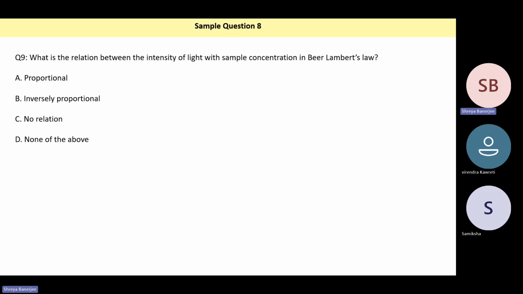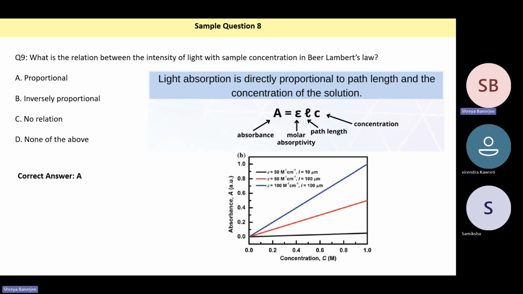This is asking, what is the relationship between the intensity of light and the sample concentration? Directly proportional. Yeah, which is A. So the absorbance is directly proportional to the concentration, the path length, and the molar absorptivity.